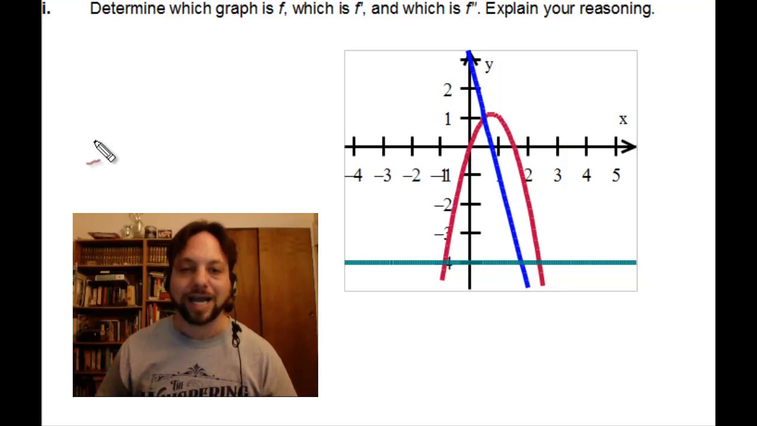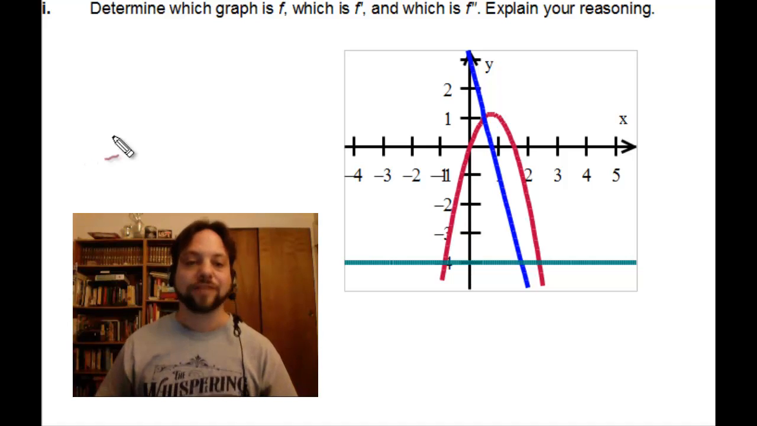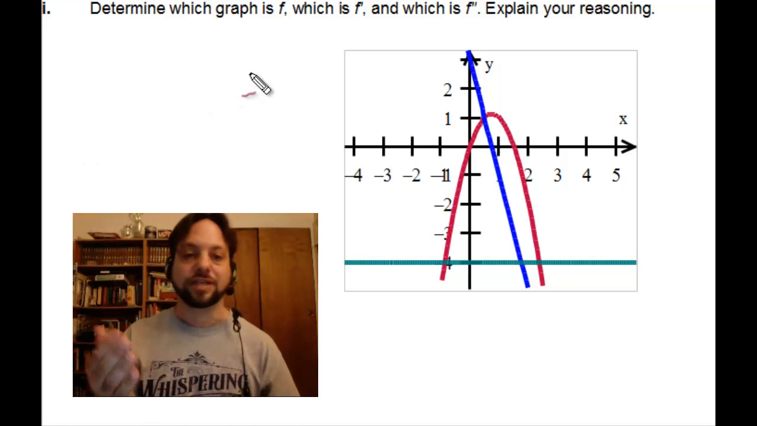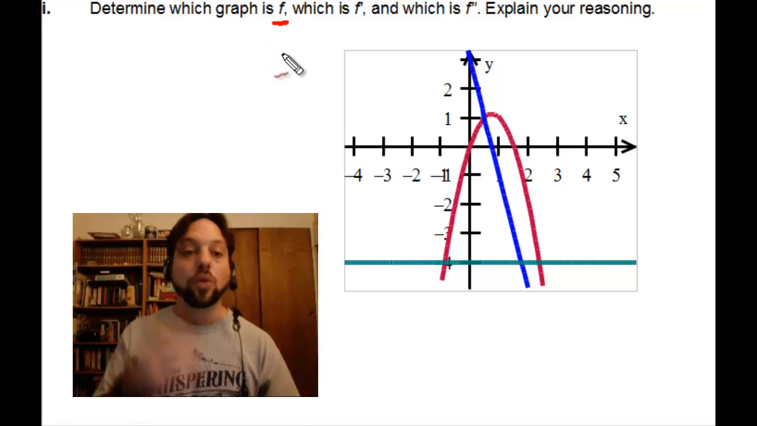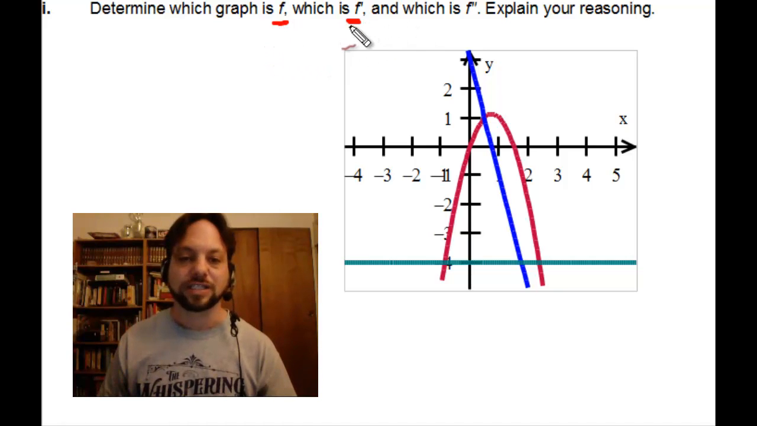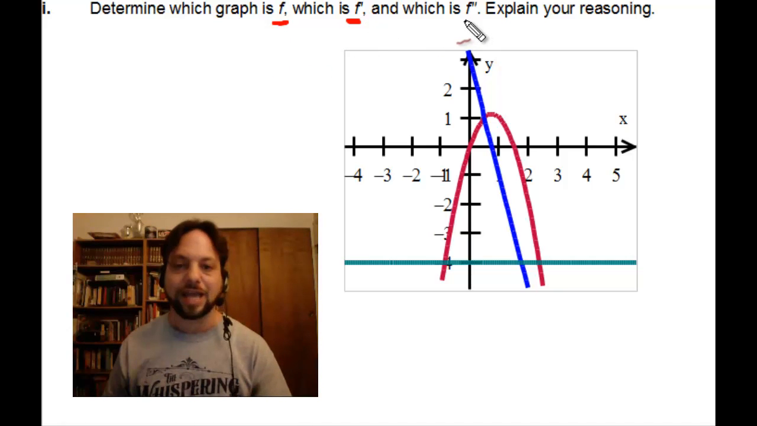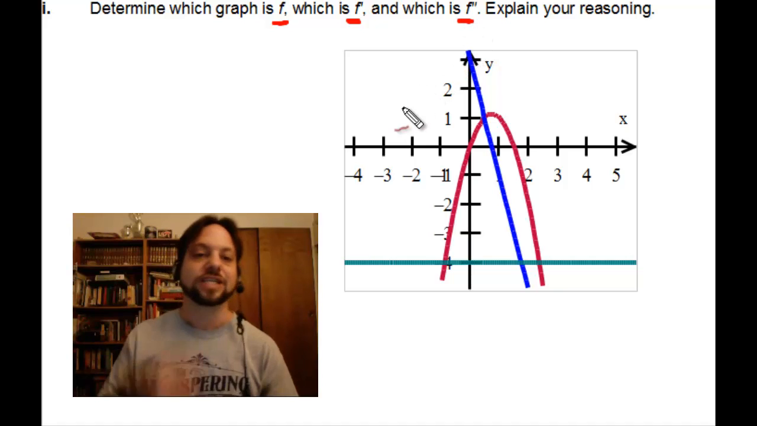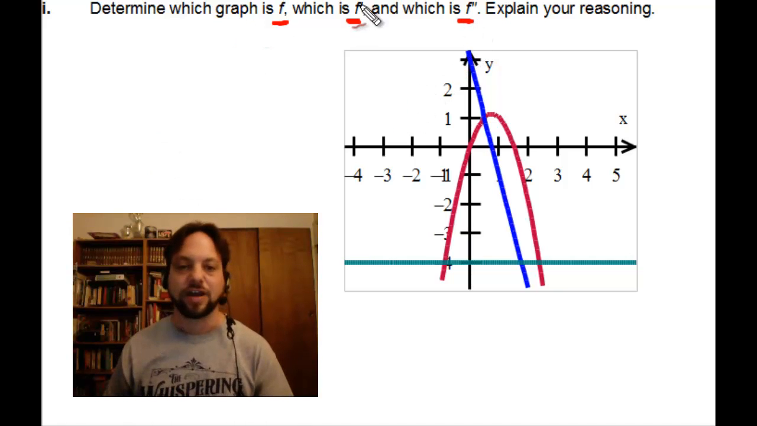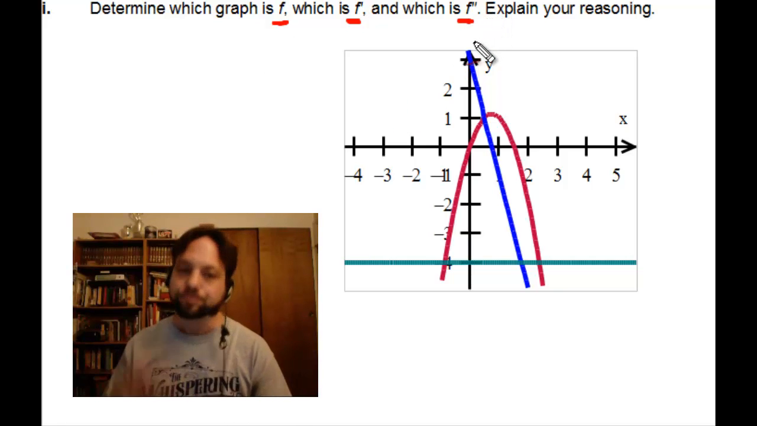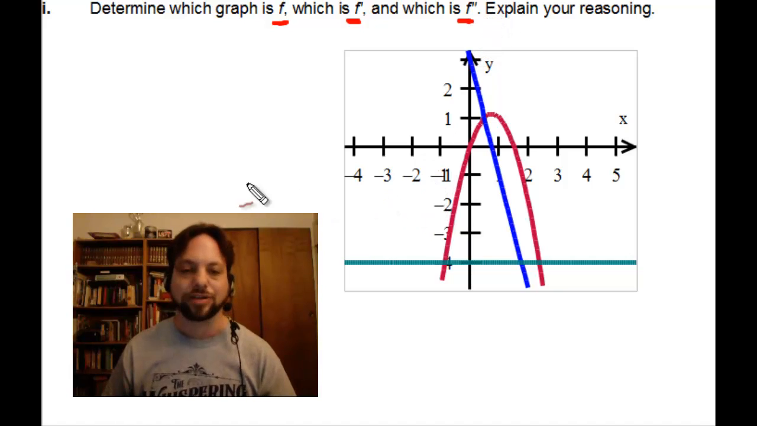So in example I, we're given three graphs, and we need to determine which of these three graphs is f, which of these three graphs is f's derivative, and which of these graphs is f's second derivative, f prime and f double prime. So how are we going to go about doing this?